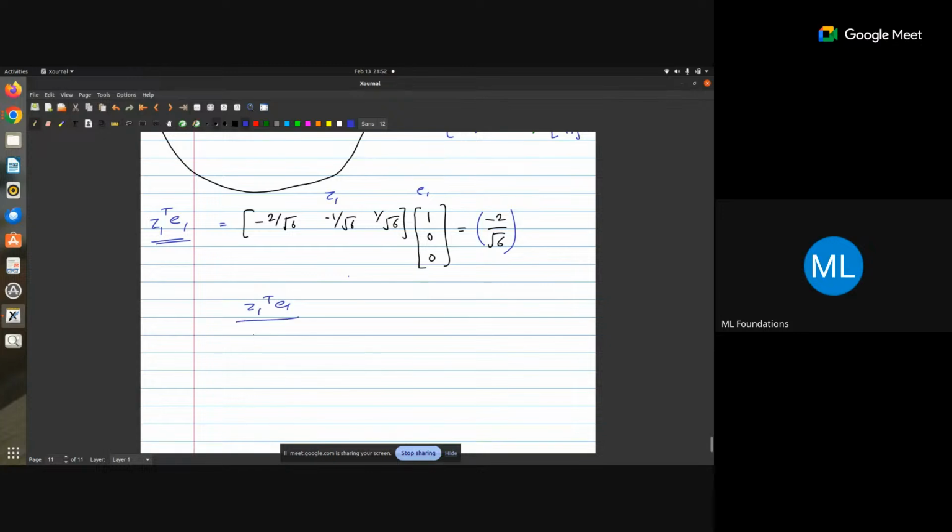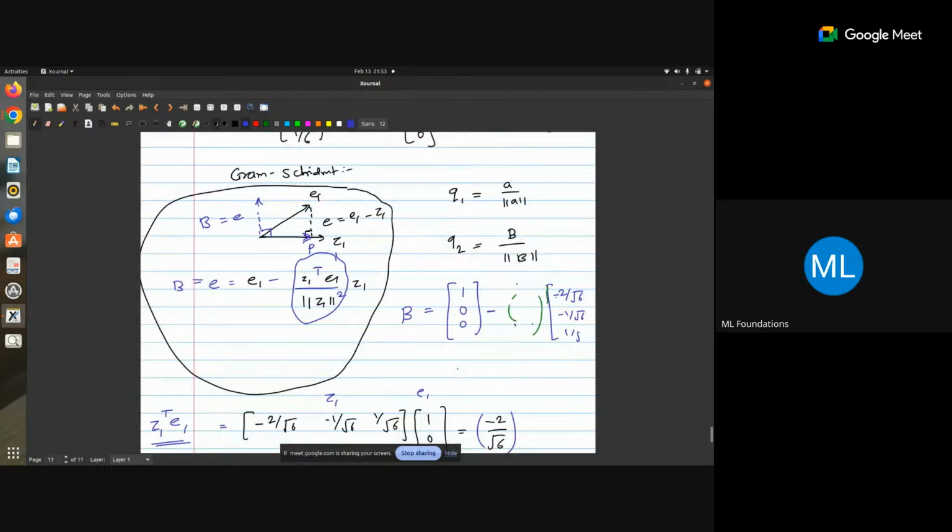Z1 transpose E1 upon norm of Z1 squared is equal to minus 2 by root 6 into 6. Basically, it is minus 1 by 3 root 6. Is that fine? Yes. So this part will be multiplied by Z1. This Z1 is separate, so it is like 3 root 6. Is that fine now?